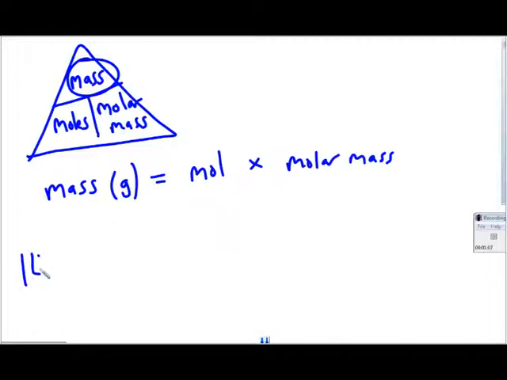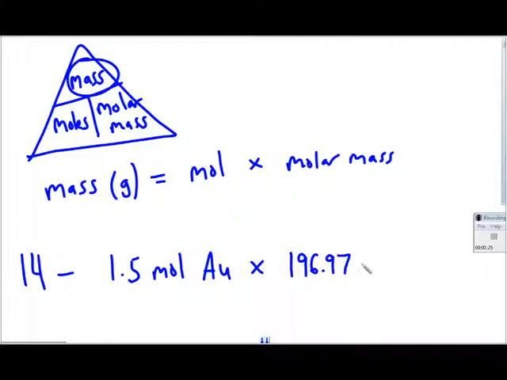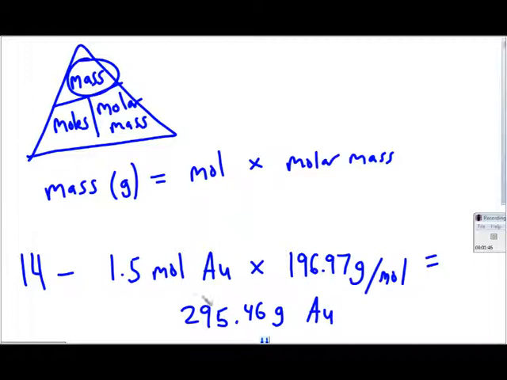Question 14. We have 1.5 moles of gold metal in a statue. How much would that gold weigh? Well, how much does a mole weigh? A mole weighs 196.97 grams. So you multiply how many moles we have by how much each mole weighs, then we get 295.46 grams of gold.